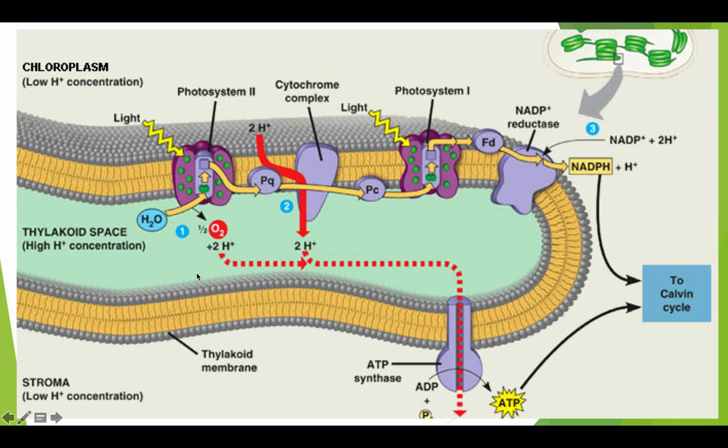Looking at this here, inside is the thylakoid space, a high hydrogen ion concentration on the inside, making this inside positively charged, and then the outside is going to be negatively charged.